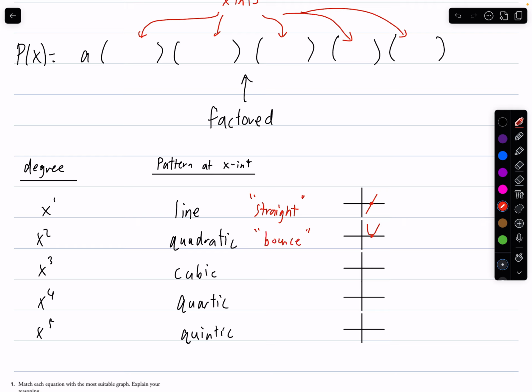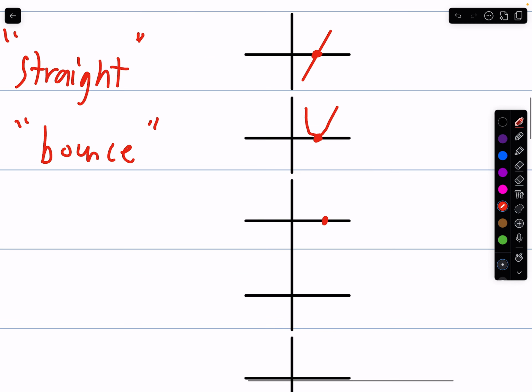So you see how, depending on the degree of the function, the pattern of how it interacts with that x-intercept is going to change. If it's degree 1, the line will just go straight through. If it's degree 2, it's going to be quadratic, so it's going to bounce off that x-intercept. But what about if it's a cubic function? How will it look at this intercept? It's actually going to do something like this.